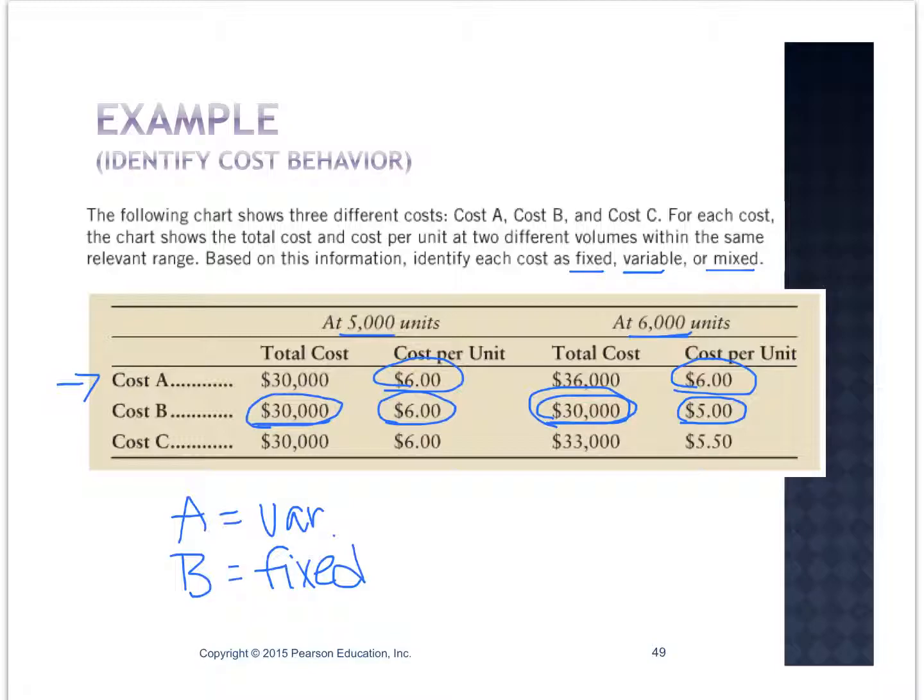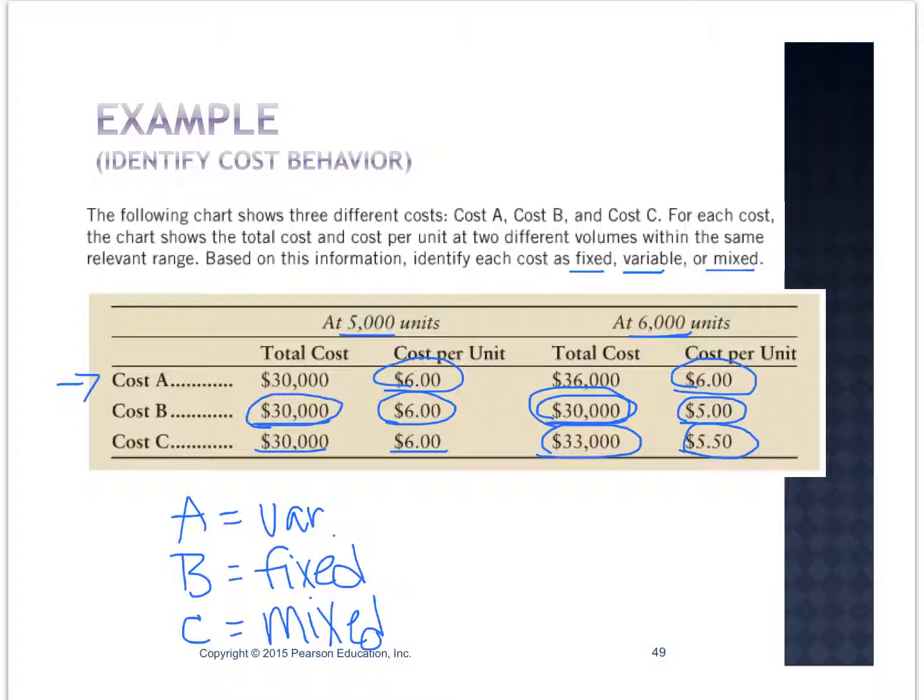Then we have cost C. At 5,000 units it is again $30,000 with $6 per unit cost. However, at 6,000 units, total costs went up by $3,000 and are now $33,000. But our cost per unit also changed. It went down and is now $5.50. Therefore, this would indicate this is a mixed cost. Total cost did go up, but not in direct proportion to the change in volume.